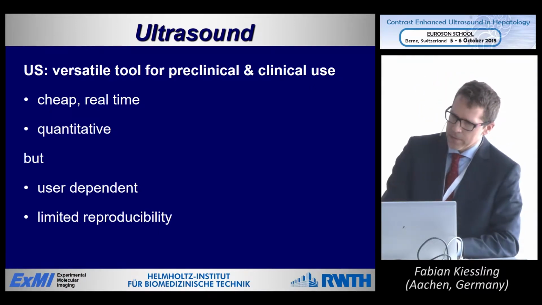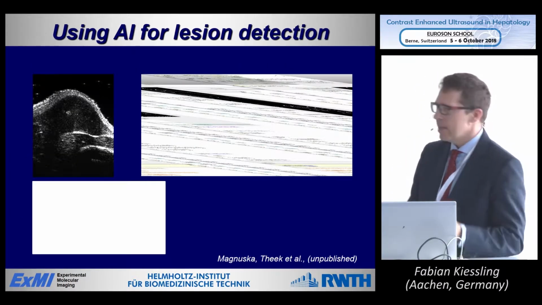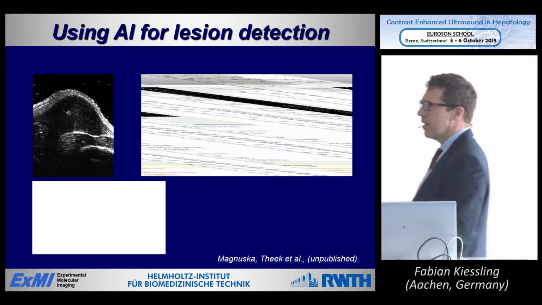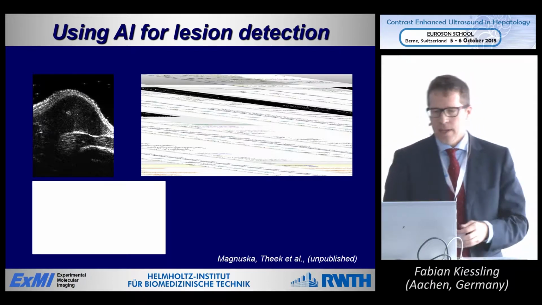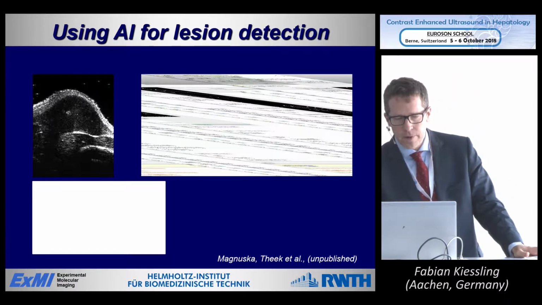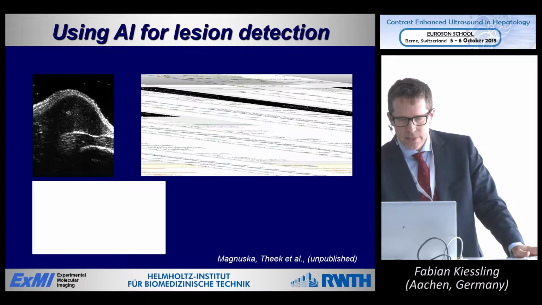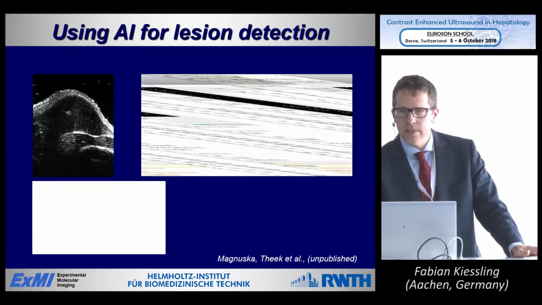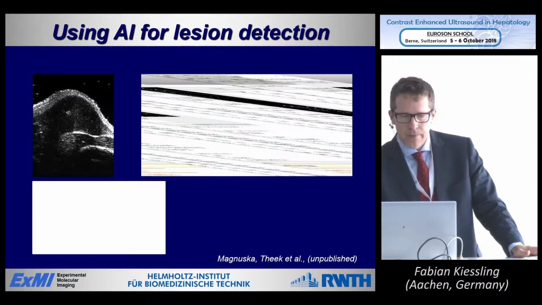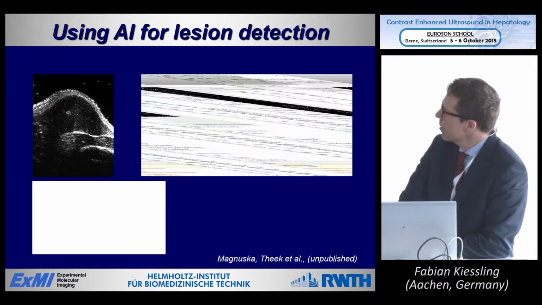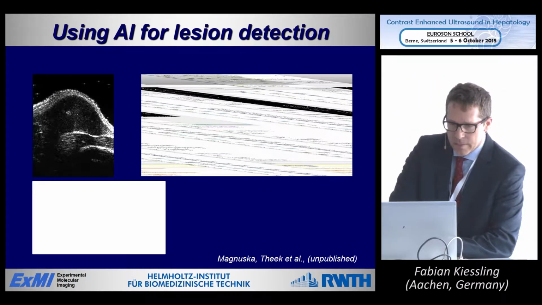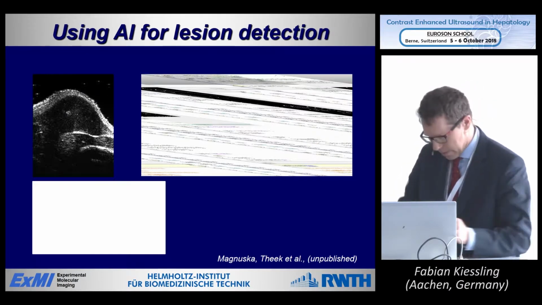First of all, we have to work on making the lesion detection and lesion delineation more user independent. And this is just an example from work of a master student in my lab who uses artificial intelligence to improve the detection and automated segmentation of tumors. You see here an example of a subcutaneous tumor lesion. And you see that the margin of the tumor is incomplete.